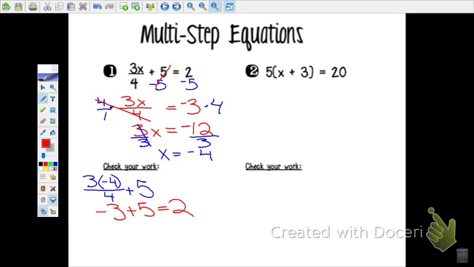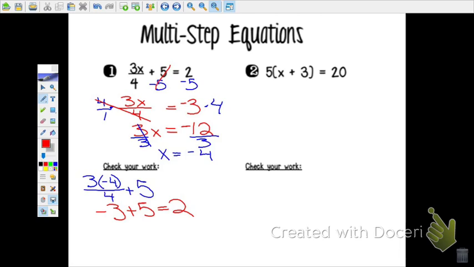Number 2. What do you think we would do first with number 2? Carter? Okay, distribute. Okay. It's the first thing I think of when I look at that problem. You have another idea, Kimi? Not going to subtract, because what is the 5 doing to the parenthesis? Multiplying. So the opposite of multiplying is dividing.